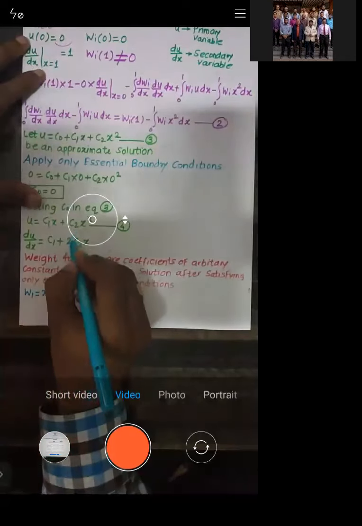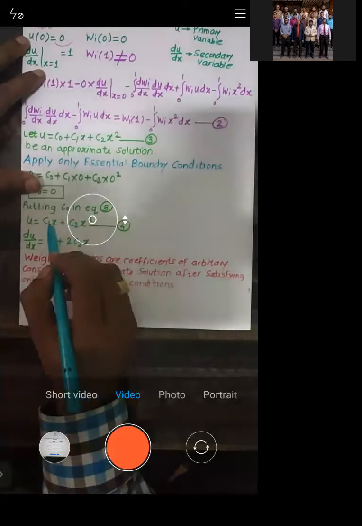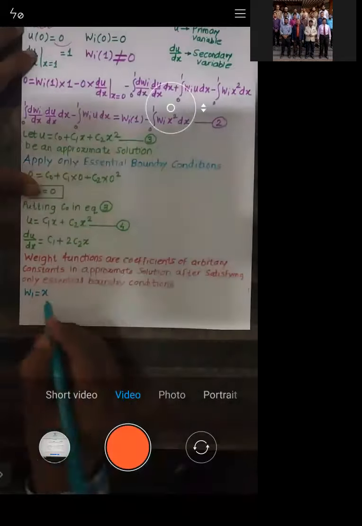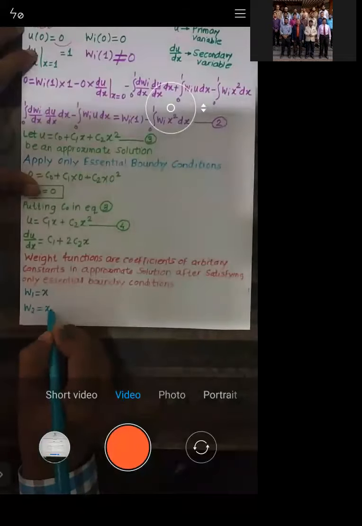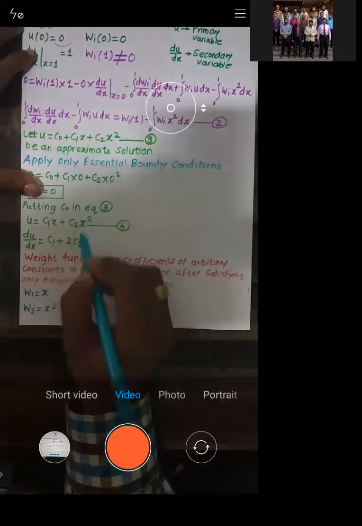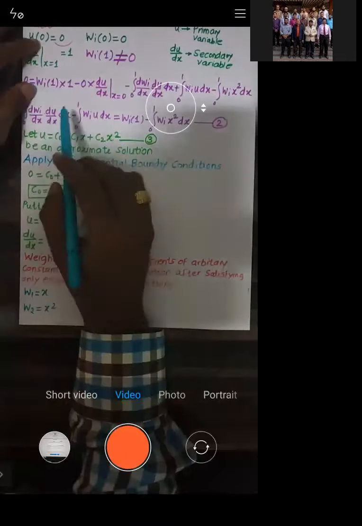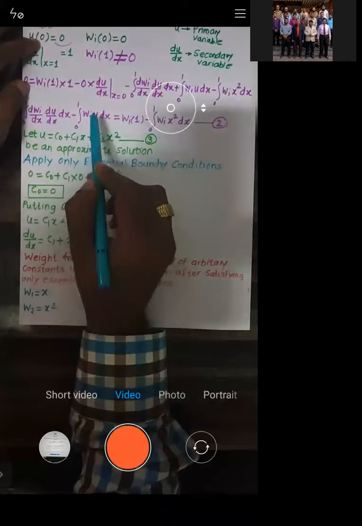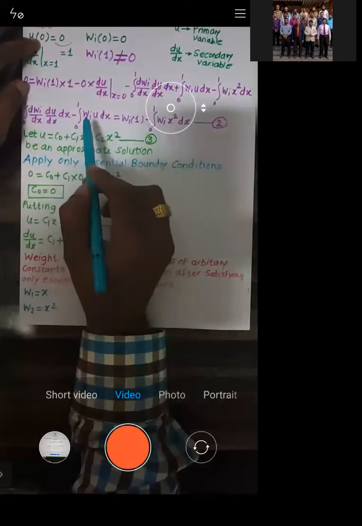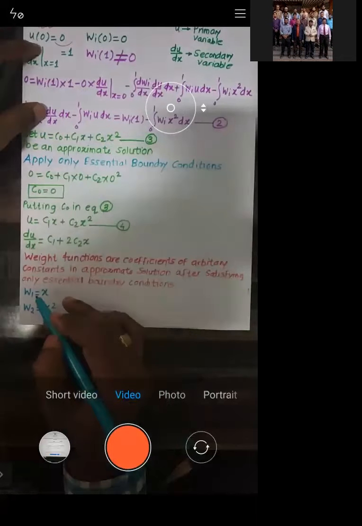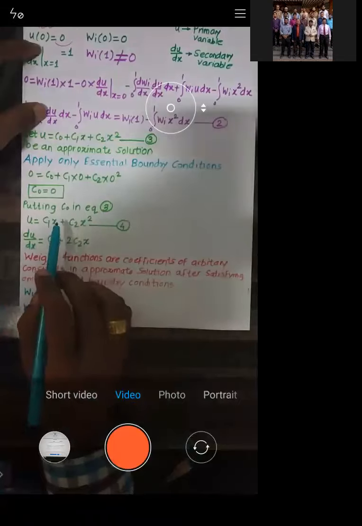Similarly, you can see in this equation there are two constants. One coefficient is X, the second coefficient is X square. So they are my weight functions, right? W1 and W2 are X and X square. Here it is X, my first weight function. Here it is X square, my second weight function. It depends upon how many weight functions we have. Here there are two constants, so we have two weight functions.